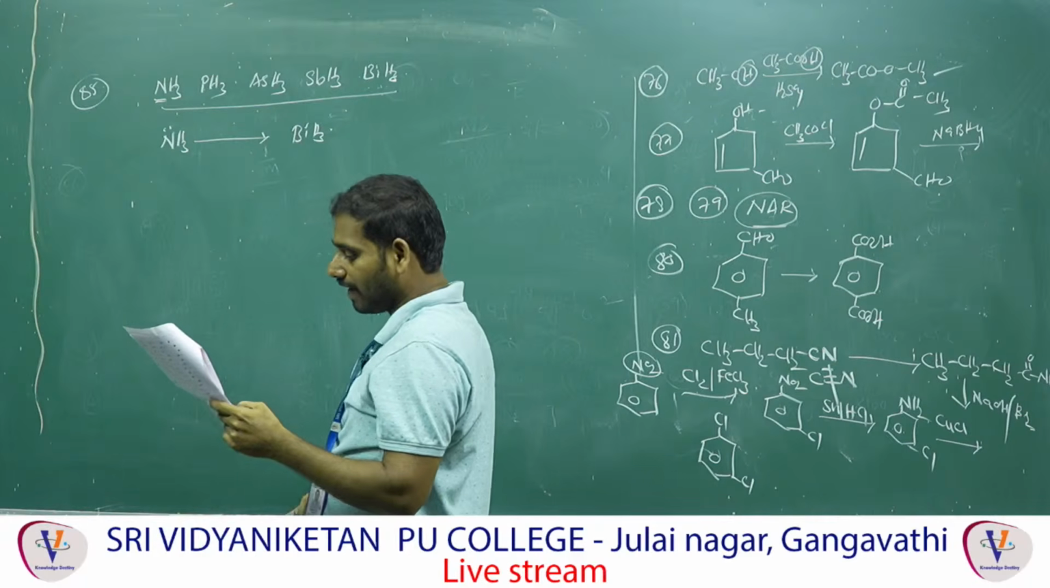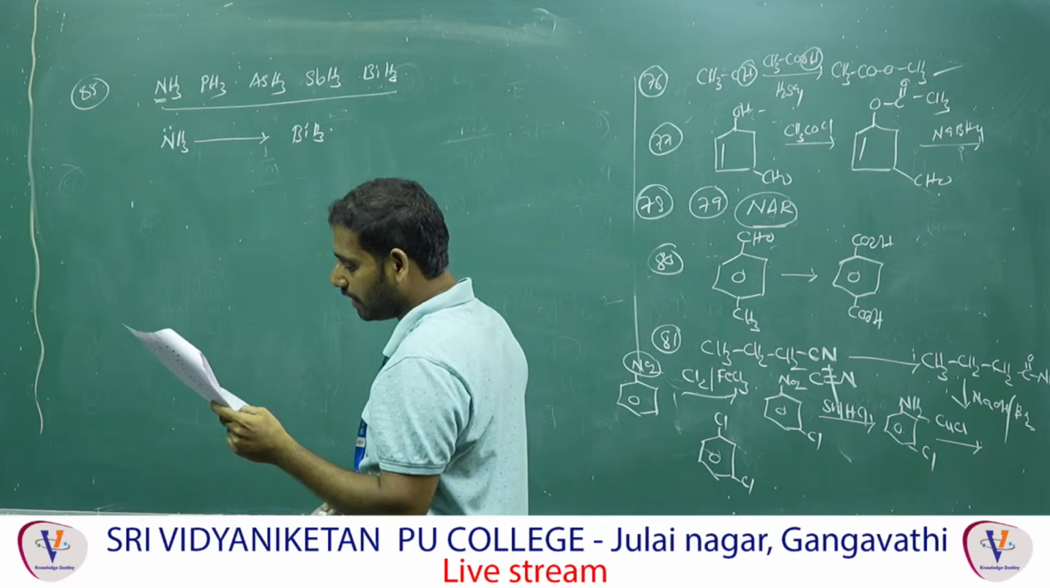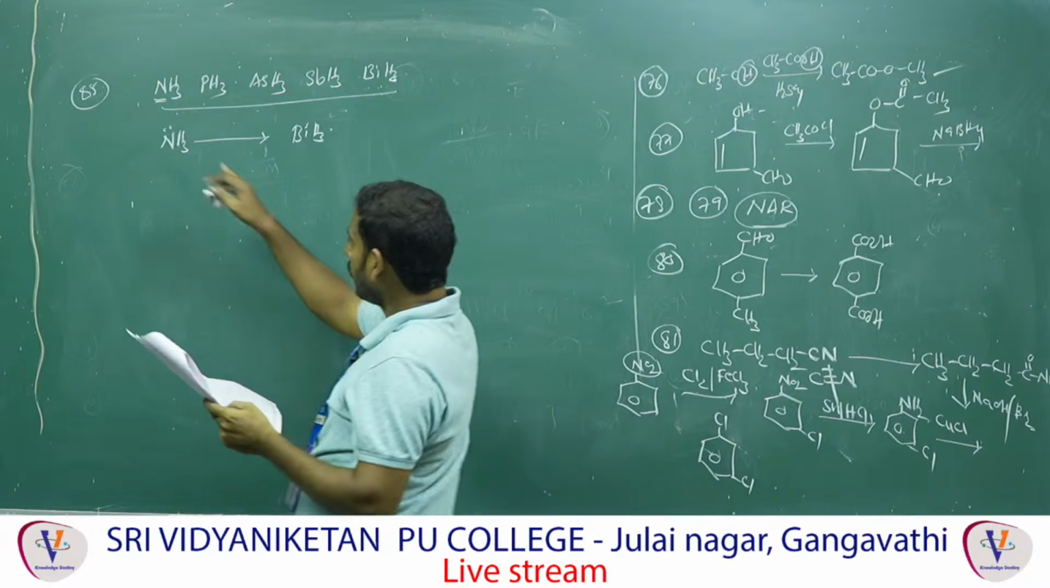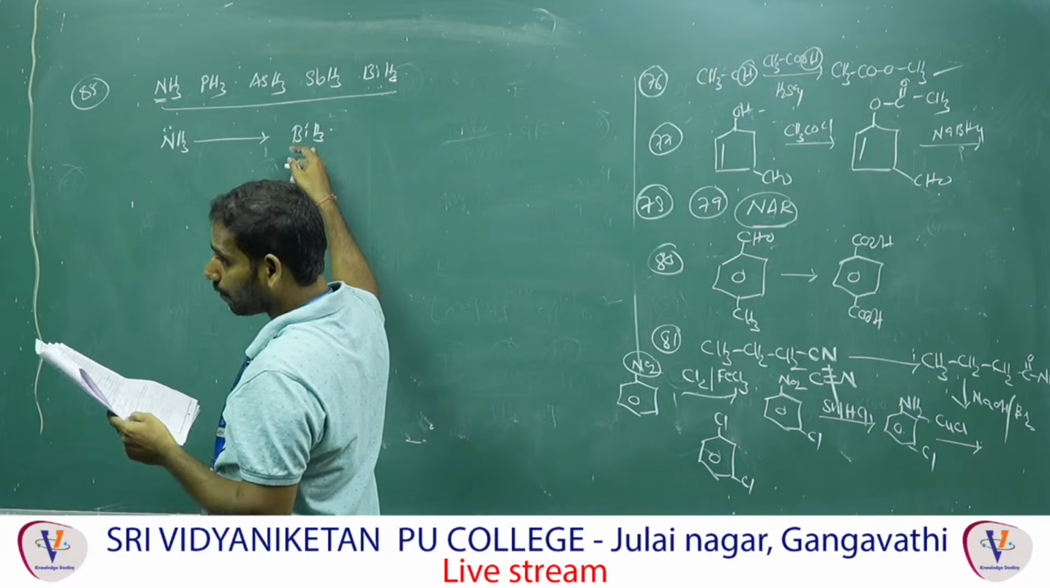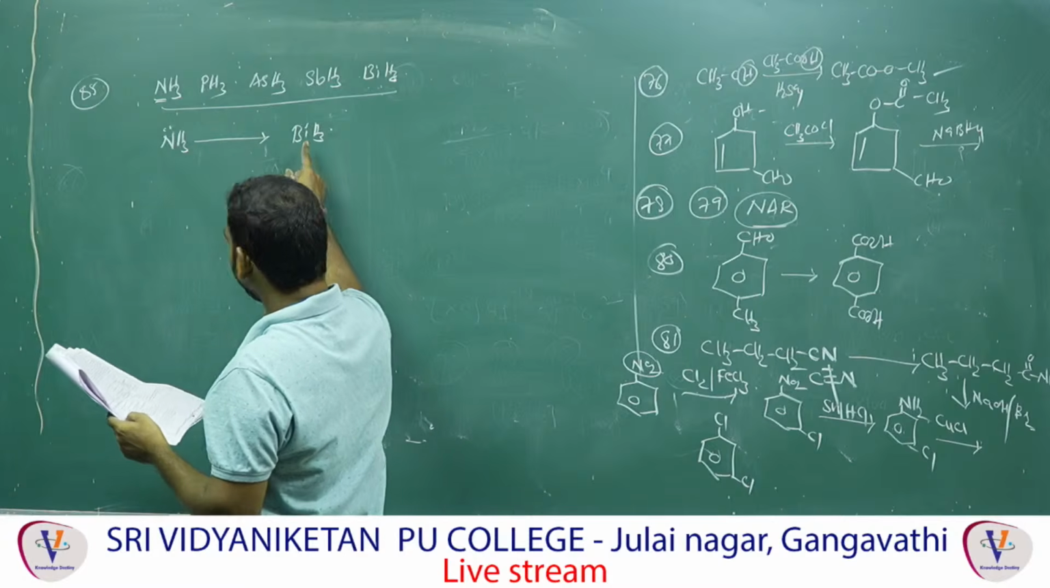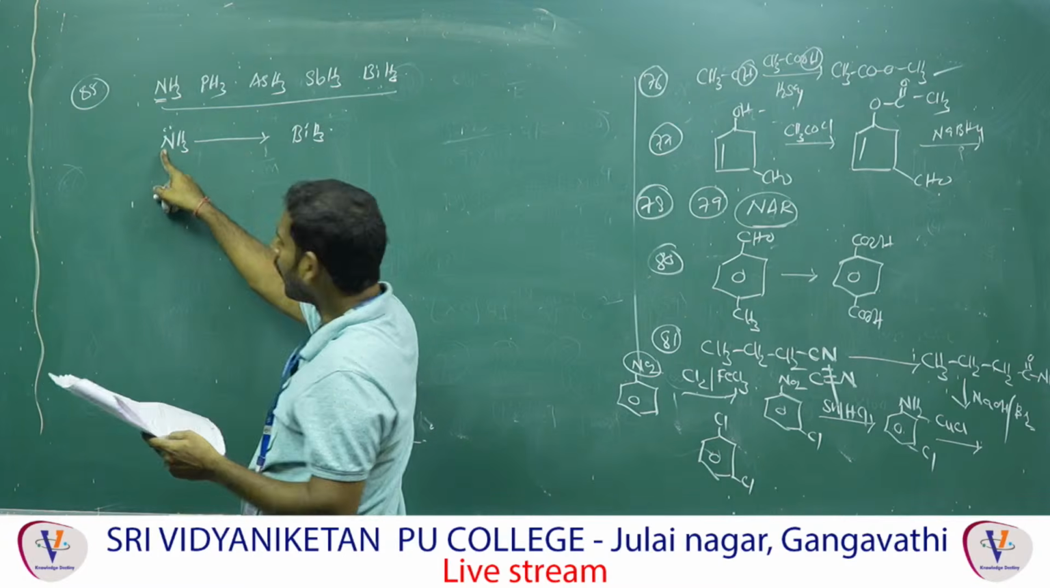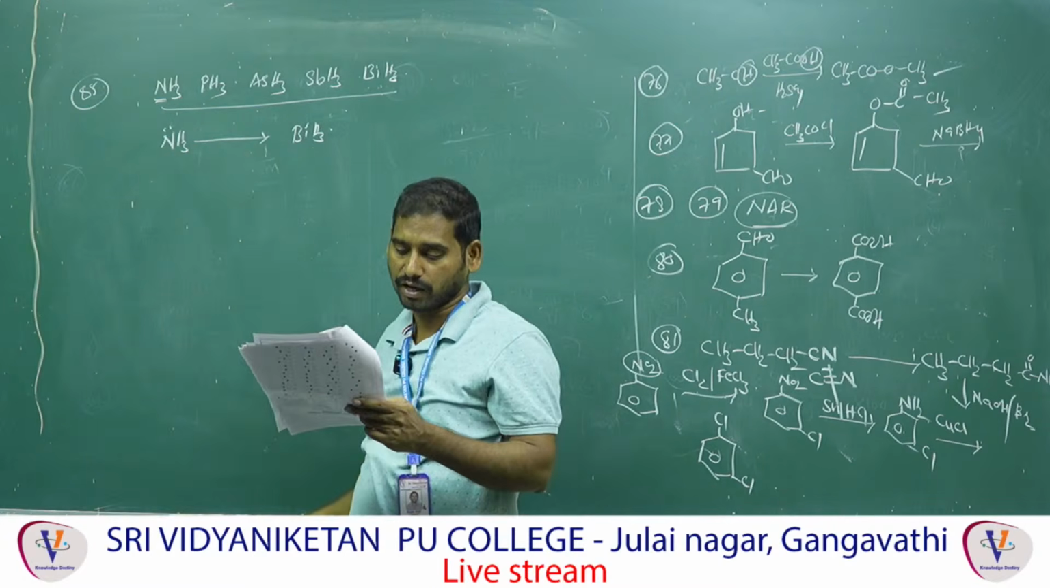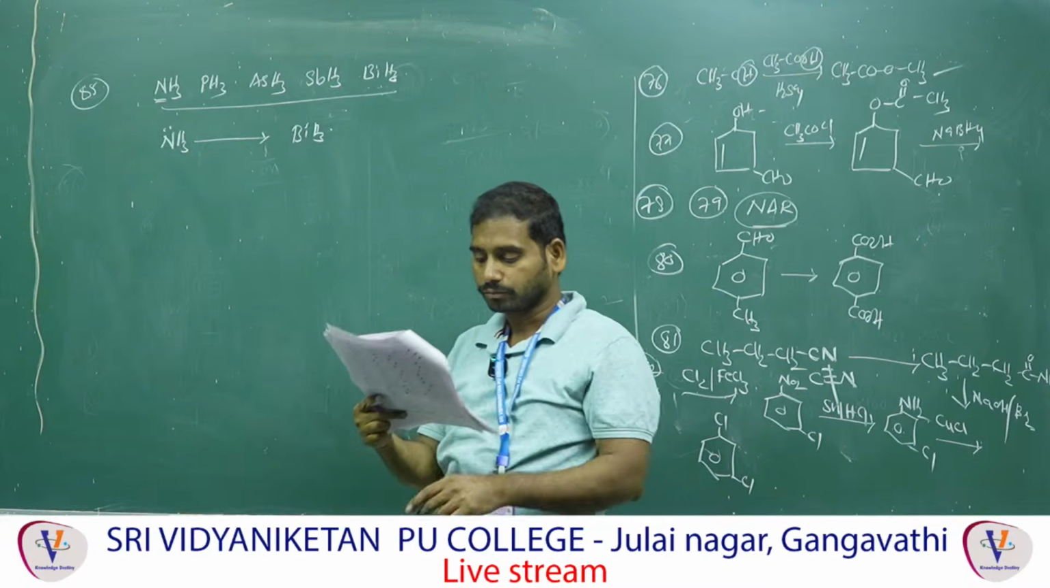Next one, the stability of hydrides decreases from NH3 to BiH3. That means in stability order, NH3 is more stable than BiH3. Why? Because small size means more attraction. That is also correct.